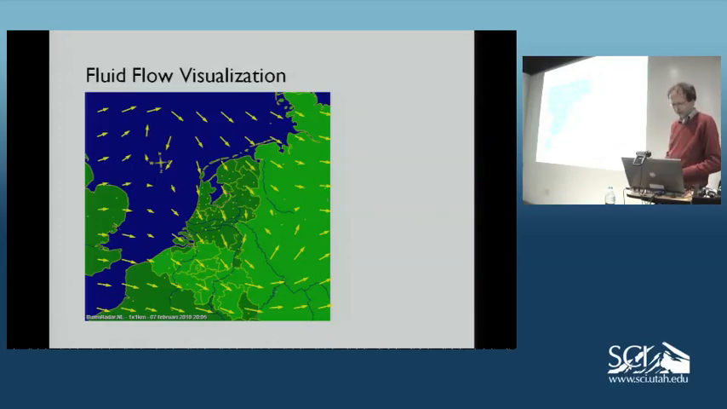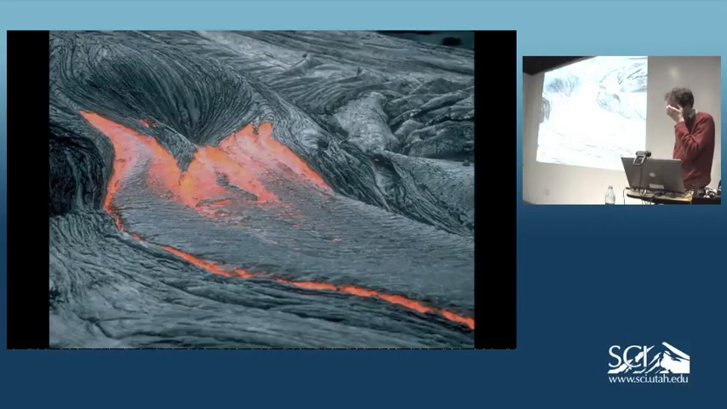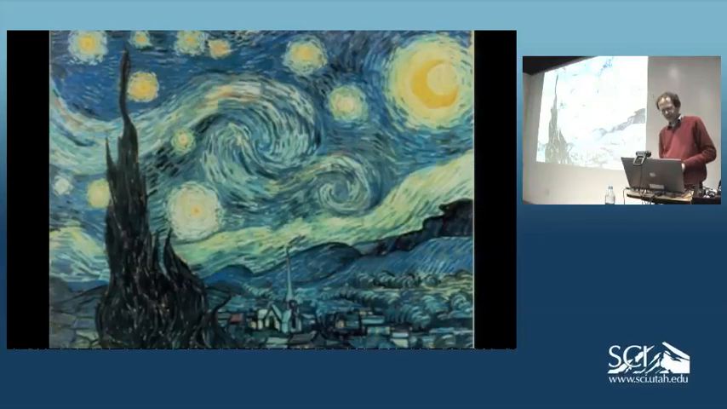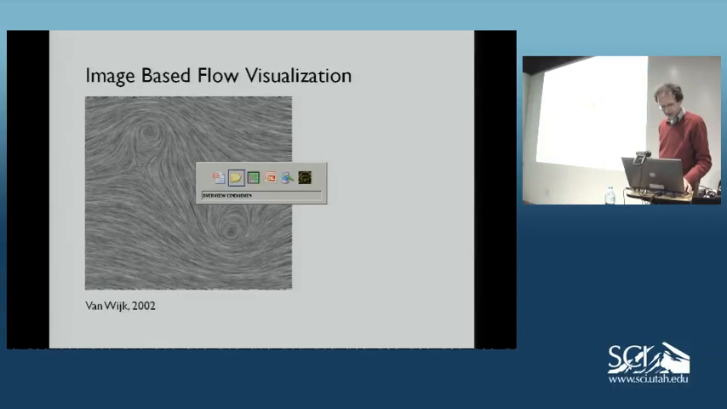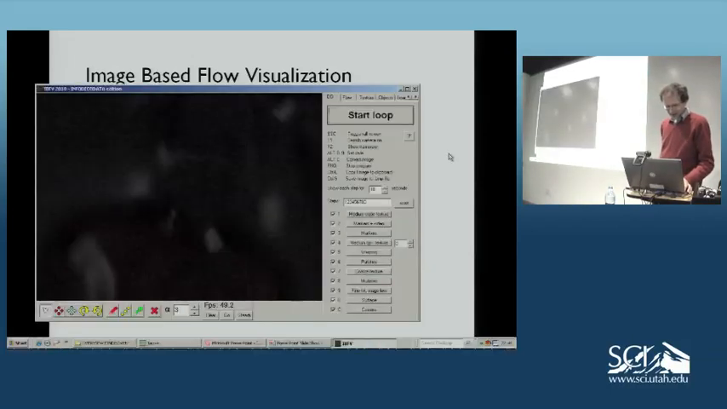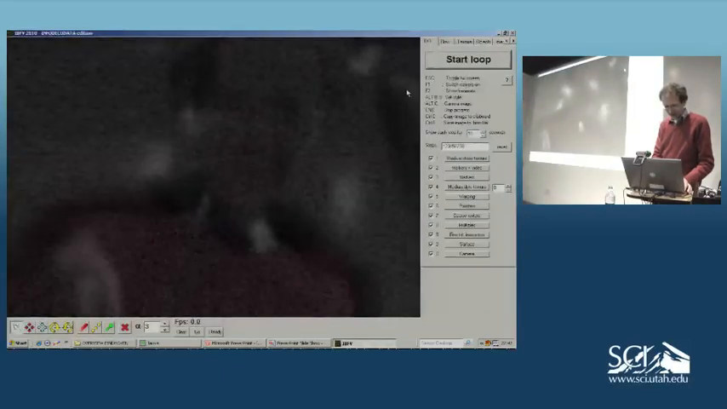I worked somewhat in fluid flow. Well, of course, the simple way to show fluid flow is to use arrows, but if you look in nature, then you see much more fascinating patterns. And also artists have a good feeling how they can visualize fluid flow. We developed something called image-based flow visualization, which generates textures, and it's so fast that you can play around with it. Last year I had an exhibition in a graphic design museum, and for that I had to demonstrate what flow visualization was about. So I made this one.